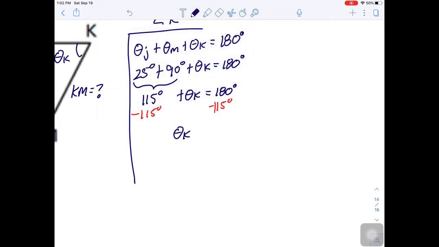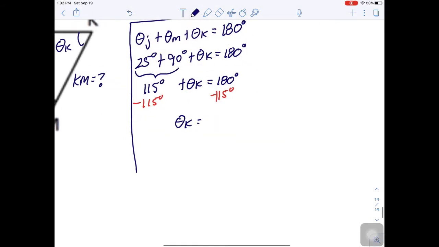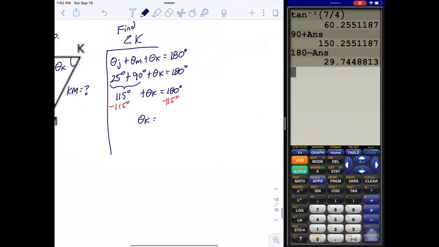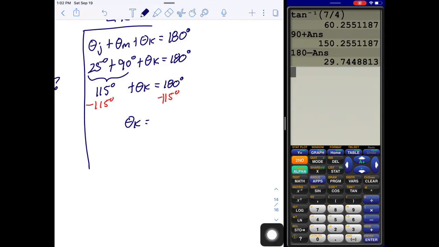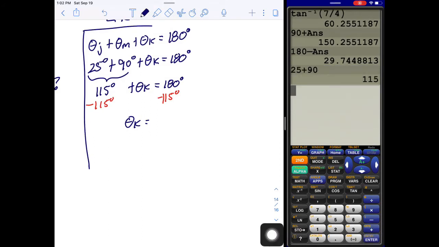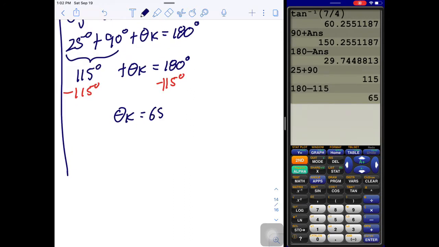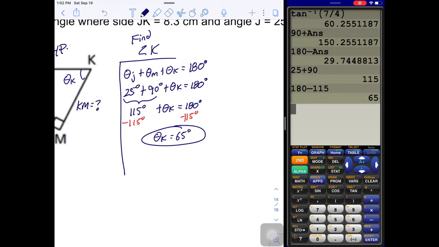Okay, so angle K here, let's make sure we've calculated all that right. Sometimes your brain, even though it might be a simple calculation, might mess that up. So we added 25 to 90, and then we took 180 and we subtracted 115. So this is 65 degrees. So angle K is 65 degrees. So we've already found something really fast. We found angle K.